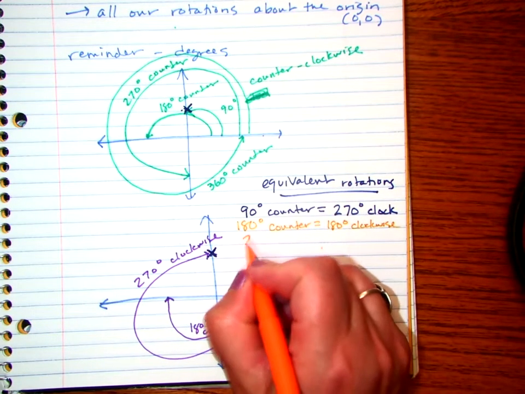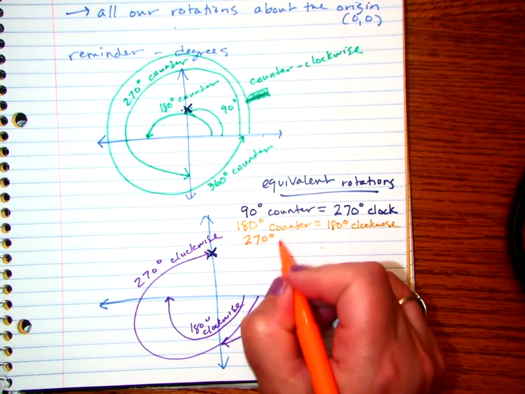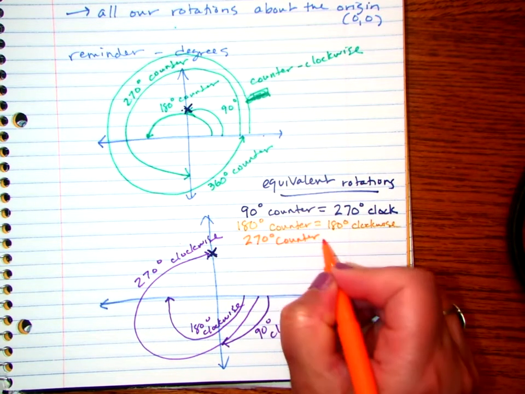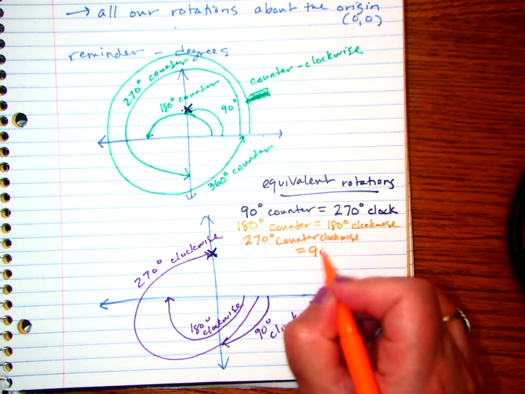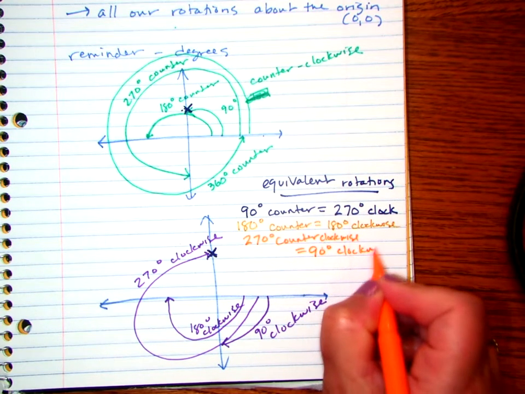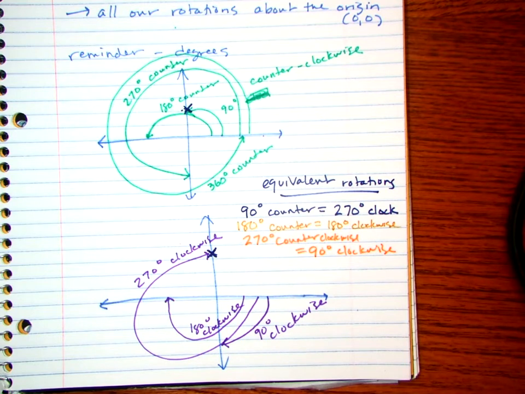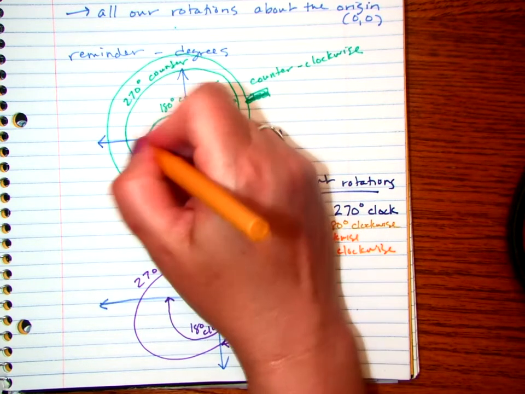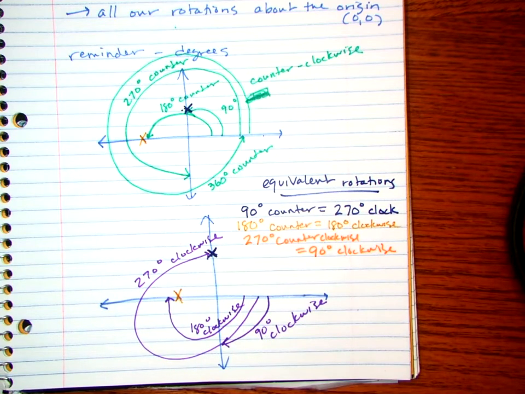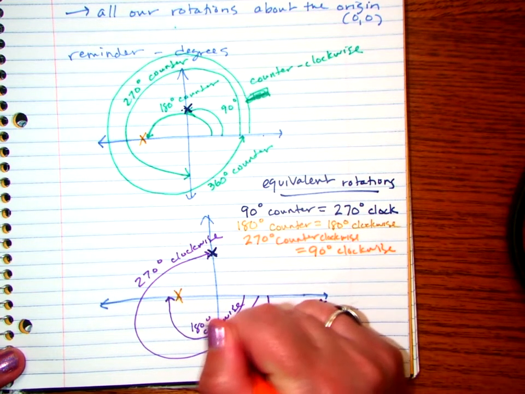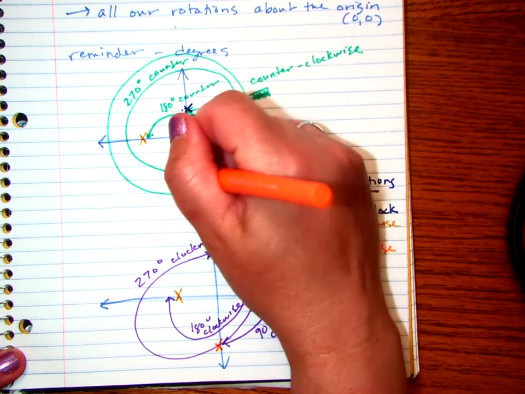Then this third one that you'll need is 270 degrees counterclockwise is the same as 90 degrees clockwise. I'll mark that. Here were the two 180s, and the last one in orange were the 90 degrees clockwise and 270 degrees counter.